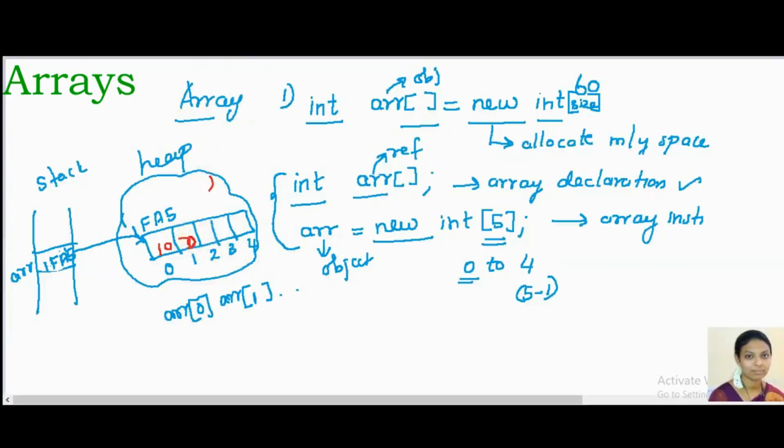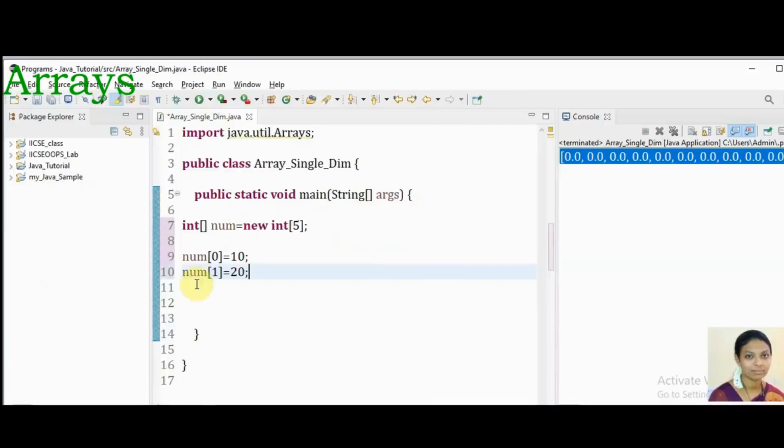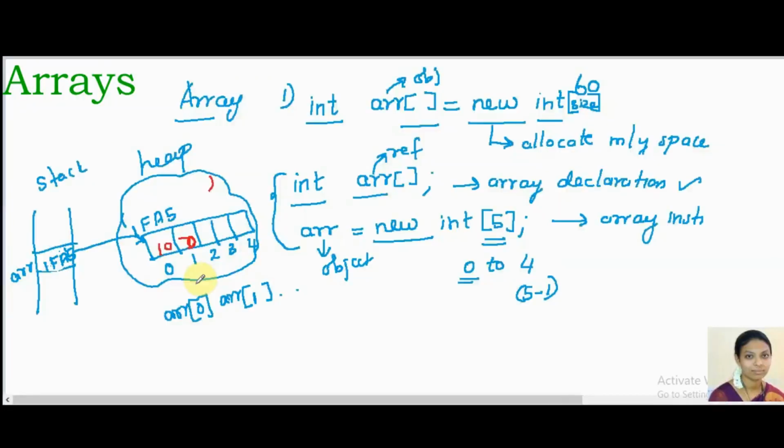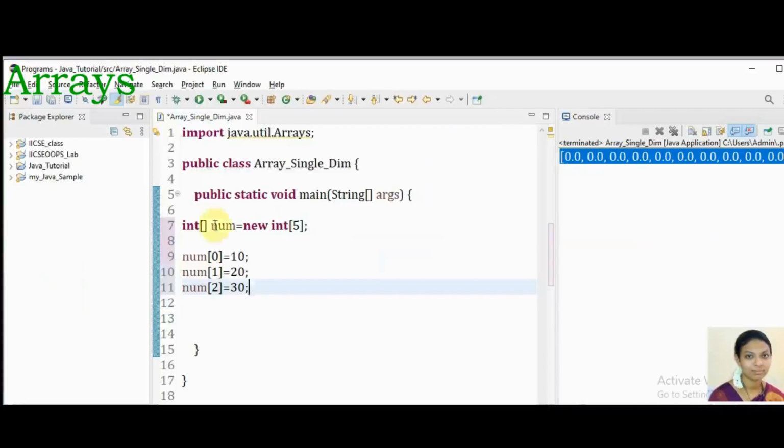Same way, I can give the next value: the name of the array, and then the index of the array. Let's say the index is 2. In that place, I am going to store 30. So in the second position, 30 will be stored. Same way, we give a number in the third index. I am going to give 40. Okay, so 4 values are there.